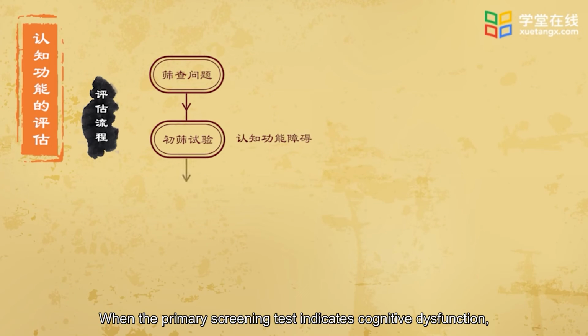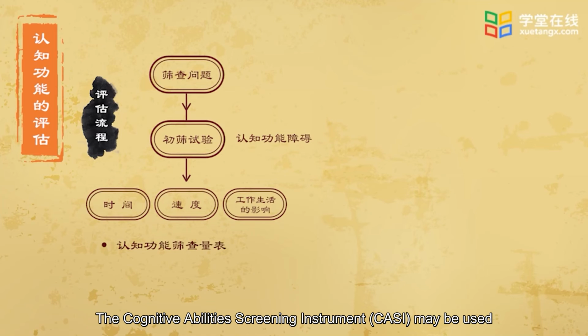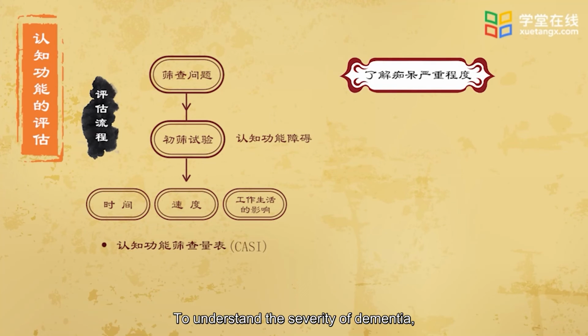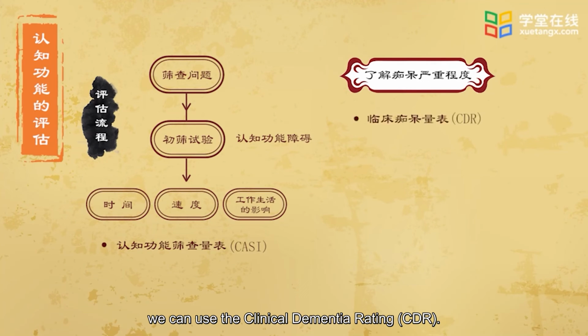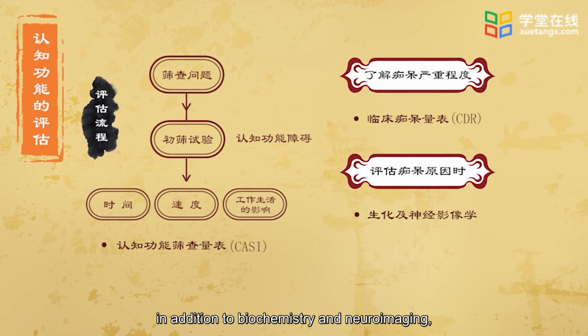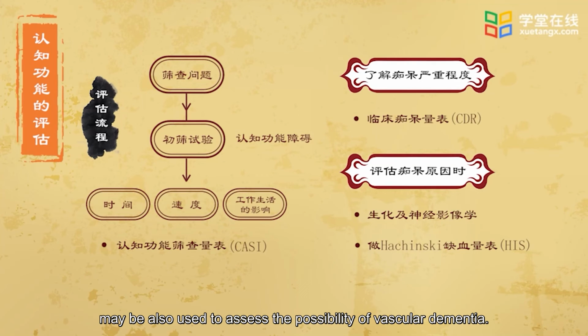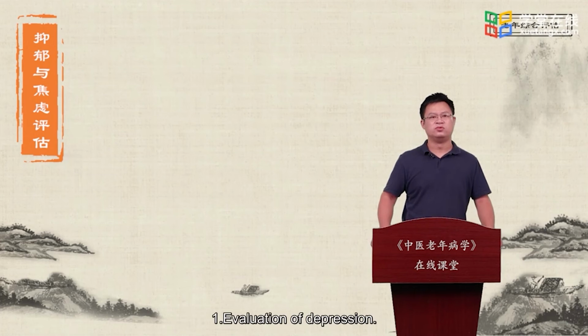When the primary screening test indicates cognitive dysfunction, the occurrence time, speed, and impact on work and life should be further known. The Cognitive Abilities Screening Instrument, CASI, may be used to understand the severity of dementia. We can use the Clinical Dementia Rating, CDR, when assessing the cause of dementia. In addition to biochemistry and neuroimaging, the Hachinski Ischemic Scale, HIS, may also be used to assess the possibility of vascular dementia.